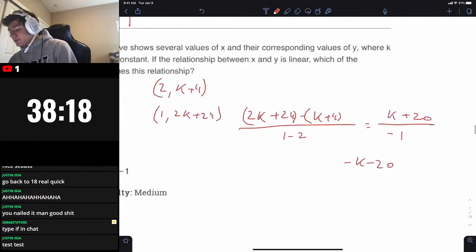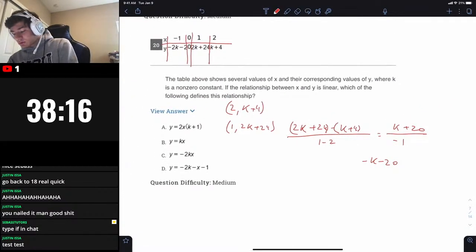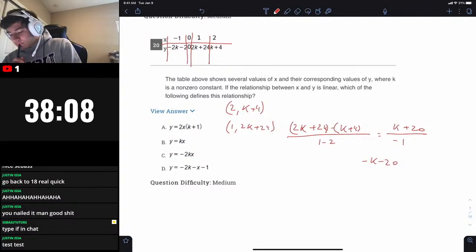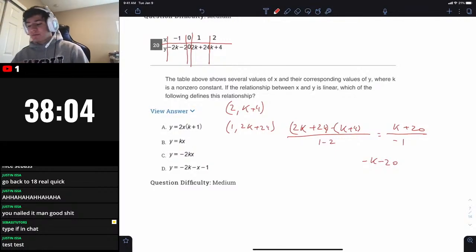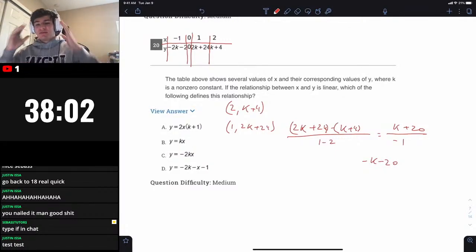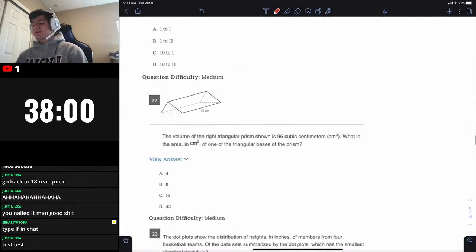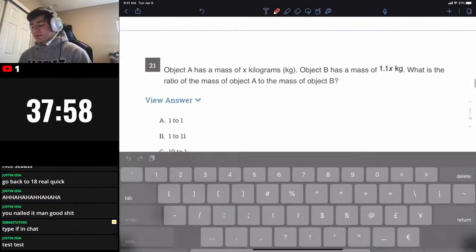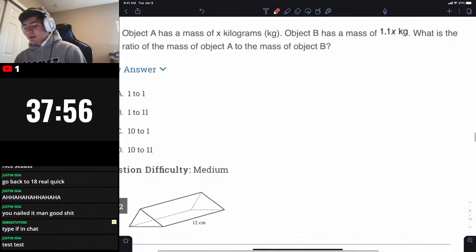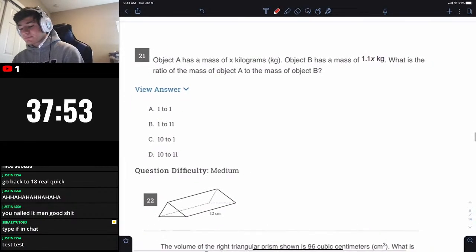This is really weird. That can't be the slope though, because negative 2k minus x. Yeah, I don't know if I'm reading this table correctly. I'm going to come back to this problem just because it's a little weird with the QAS, but anyways, we don't have much time either.